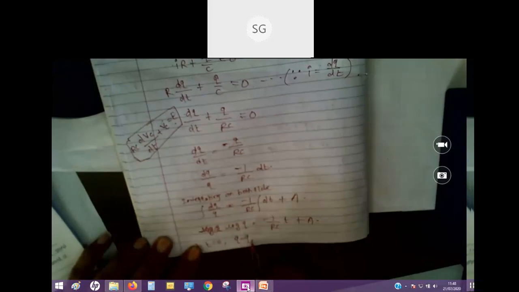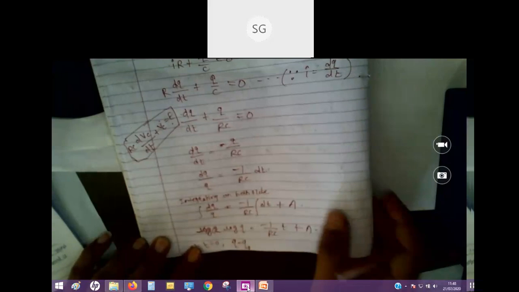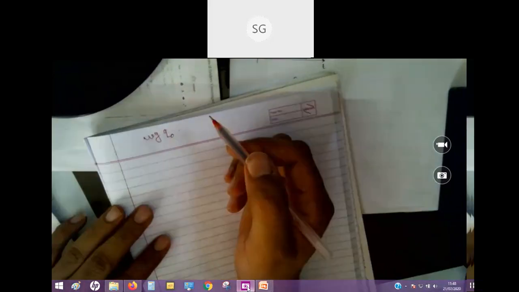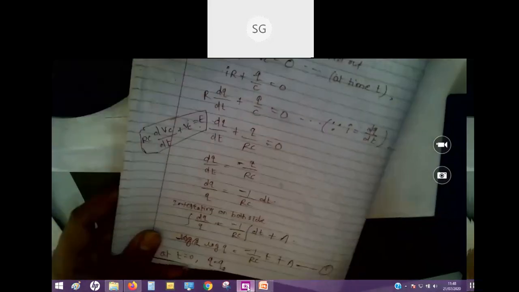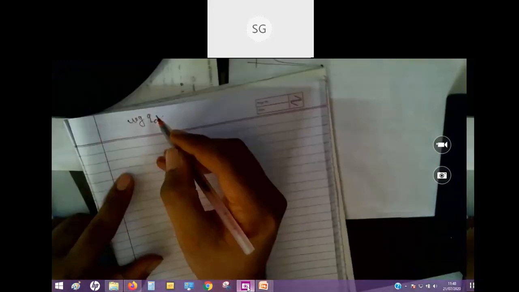Q is equal to q naught, and by putting this, what we can do is take the log of q, because we have to find the value of a, please remember. So for your understanding, I will write this as an equation. I have given equation number 1 to this equation. Next, we have to find the value of a, that's why we are putting the initial conditions that I have already explained to you.